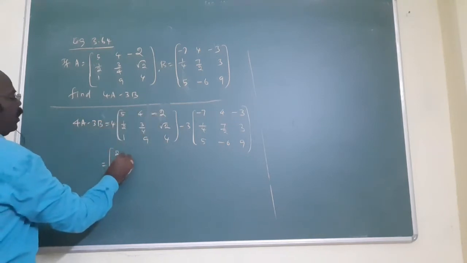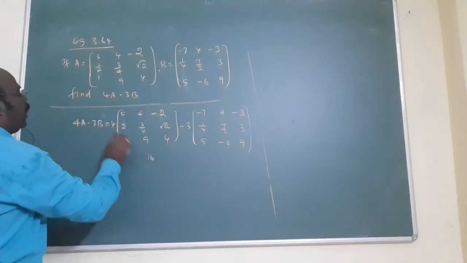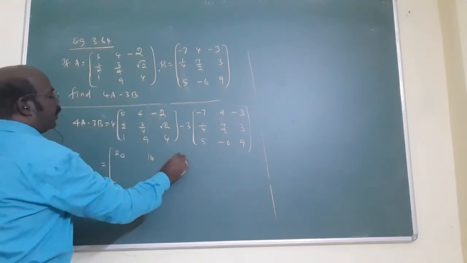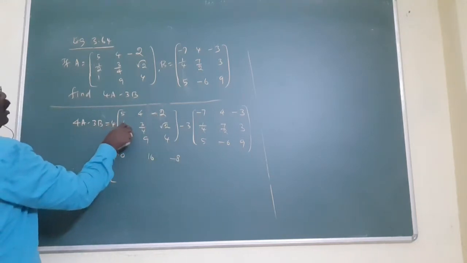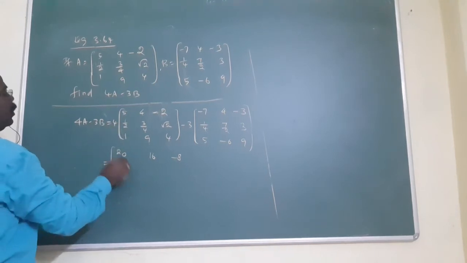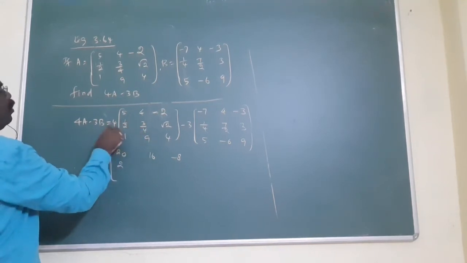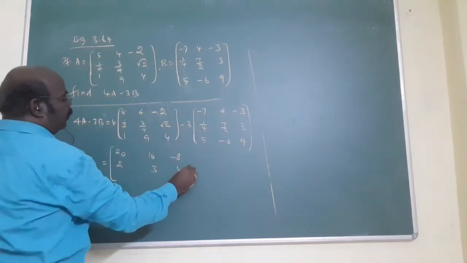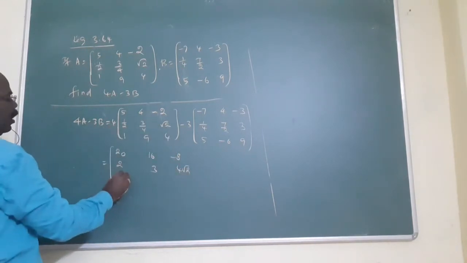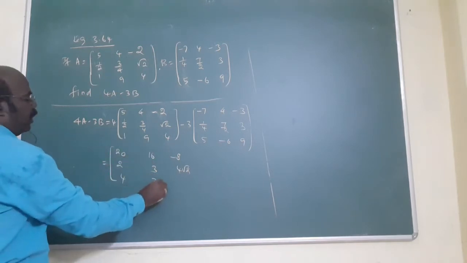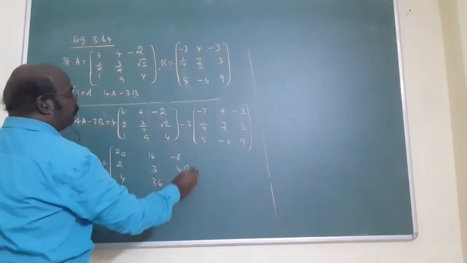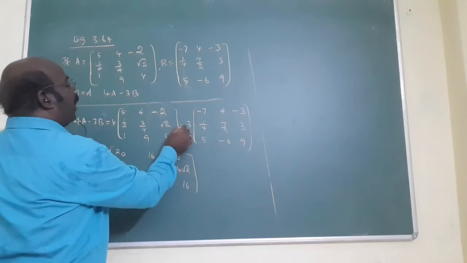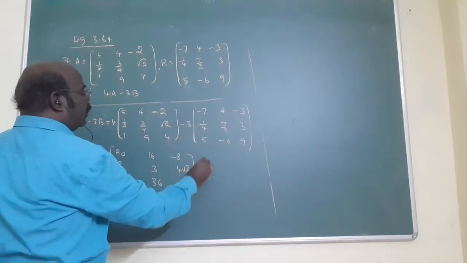4 fives are 20. 4 fours are 16. 4 into minus 2, minus 8. Again, 4 into 1 by 2, 2. 4 into 3 by 4, 3. 4 into root 2, 4 root 2. 4 into 5, 20. Next, 4 ones are 4. 4 nines are 36. 4 fours are 16. Again, in between minus in order means put plus.